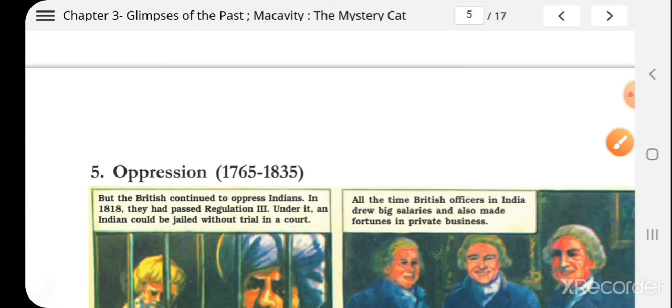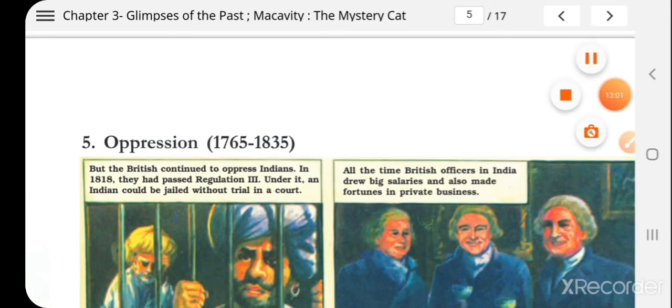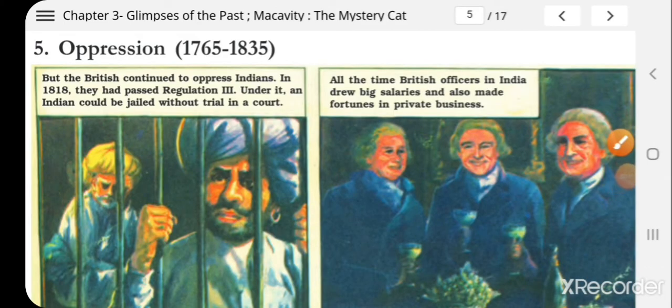ओके, आगे देखते हैं. ओके, सो फिफ्थ टॉपिक, ऑपरेशन. How the Britishers oppressed Indians, and the time period was 1765 to 1835.